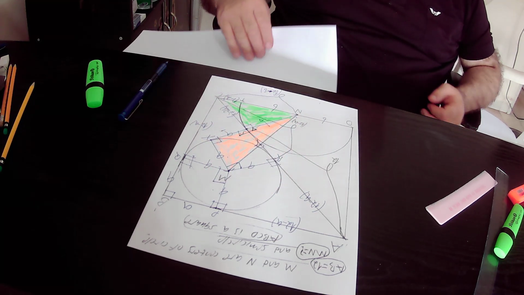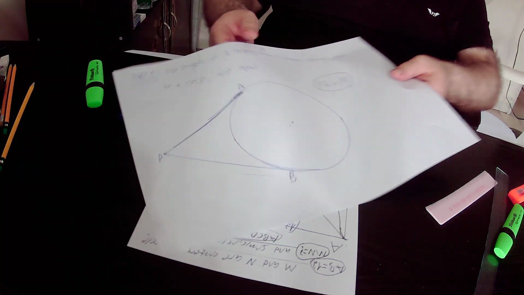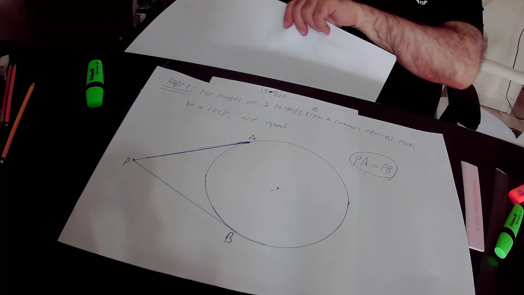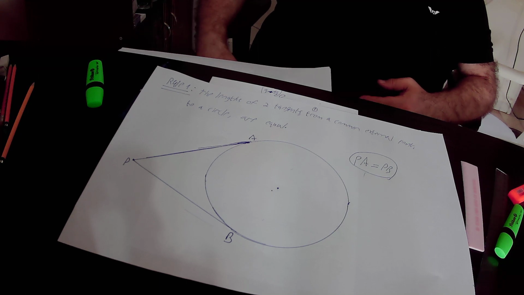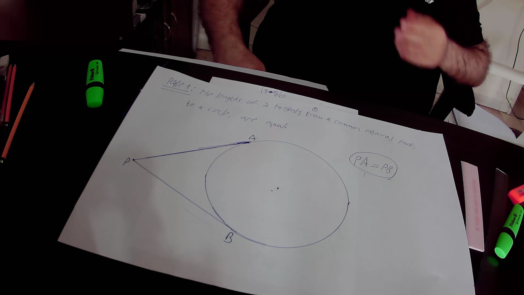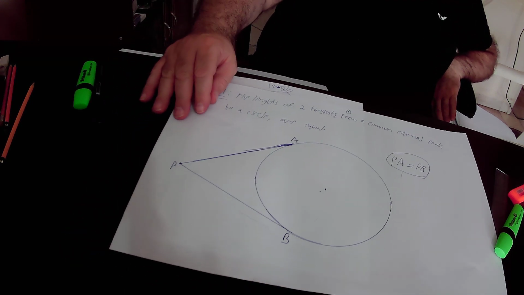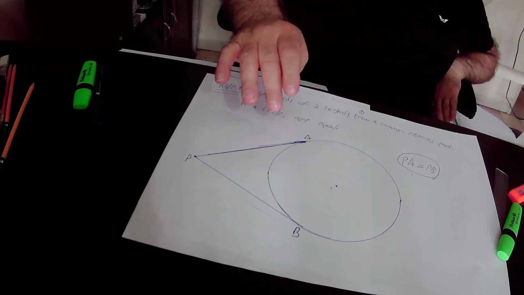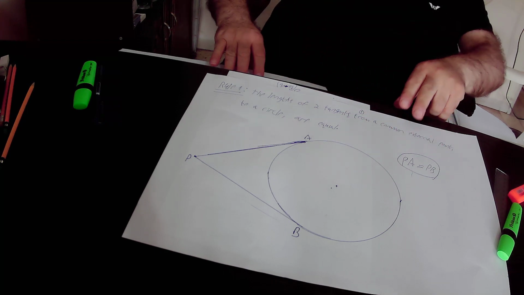Then I presented to you rule number 1. According to rule number 1, the lengths of two tangents from a common external point to a circle are equal. So here, if we have this circle and the external point P, and from the external point P we draw two tangents to this circle, then the lengths of those two tangents will be equal to each other. In this case, PA will be equal to PB.